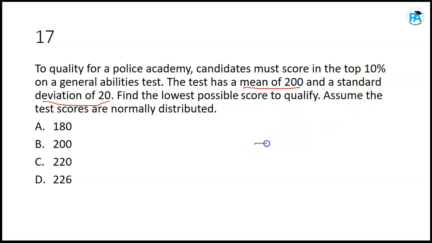When you see a question like this, what this means is that when you sketch a curve, are you with me? When you sketch a curve, they said candidates must score in the top 10%. Top what? Top 10%. This top tells you where this thing should be. Top 10%. Meaning this area is 10%. 10% means 0.1.